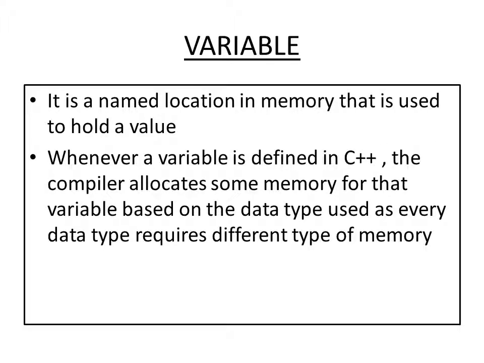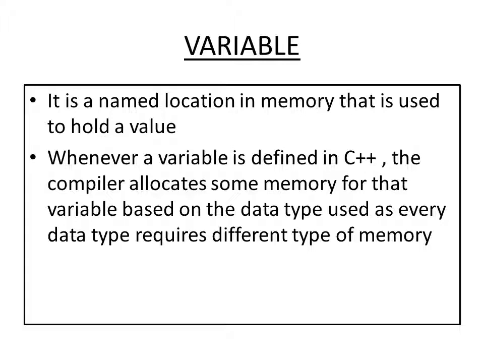Next, what is a variable? It is a named location in memory that is used to hold a value. When you declare a variable, it actually allocates memory in the computer so that we can store a set of values.